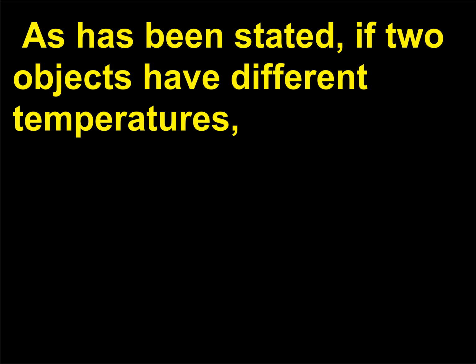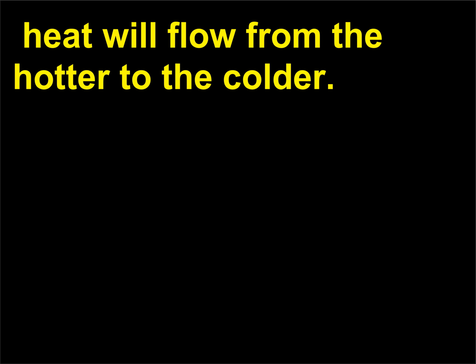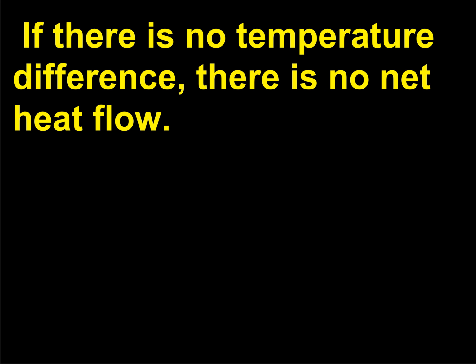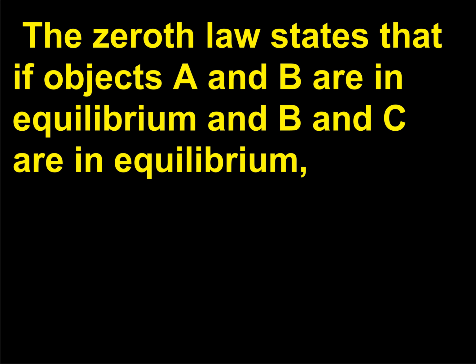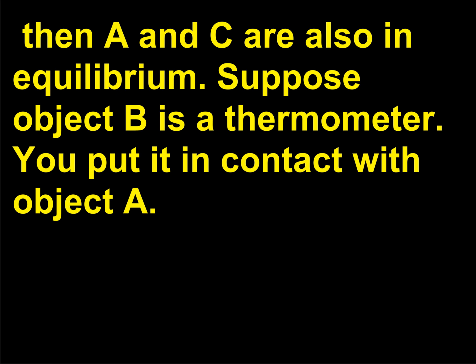As has been stated, if two objects have different temperatures, heat will flow from the hotter to the colder. If there is no temperature difference, there is no net heat flow. They will be in thermal equilibrium. The zeroth law states that if objects A and B are in equilibrium and B and C are in equilibrium, then A and C are also in equilibrium.